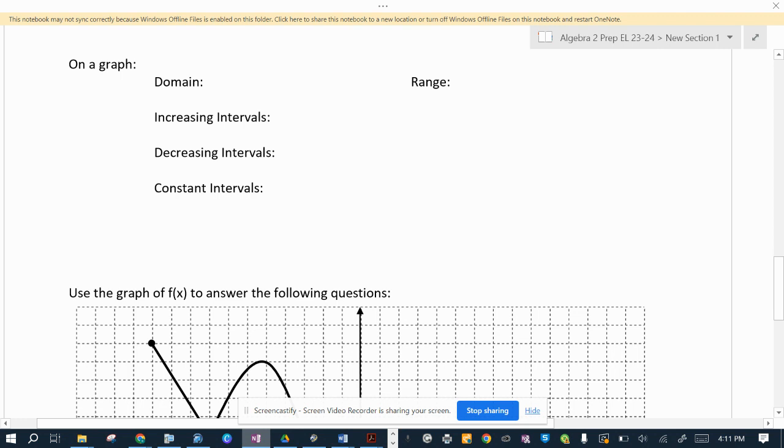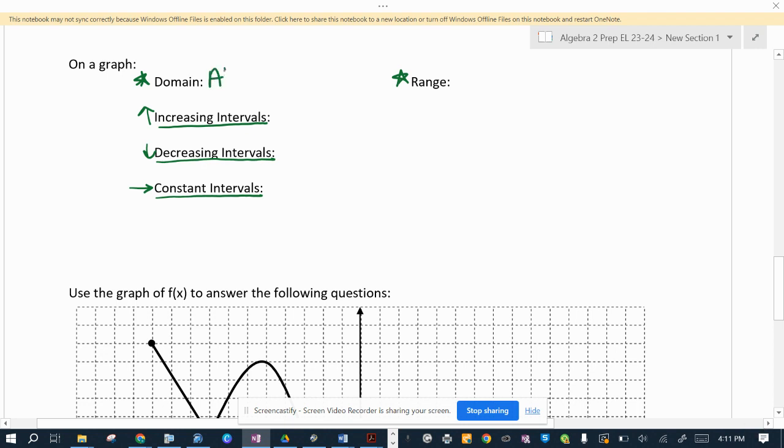In this video, we are going to talk about increasing intervals. It's right here: increasing, decreasing intervals, and then constant intervals. We're also going to review our domain and range that we talked about yesterday. So let's first start off with that review.